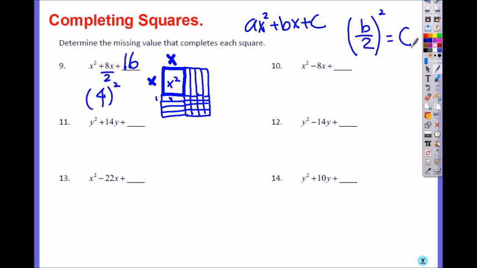So 11, 14. What do you do from your b? You divide by 2 and square it, so you get 7 squared, which is 49.